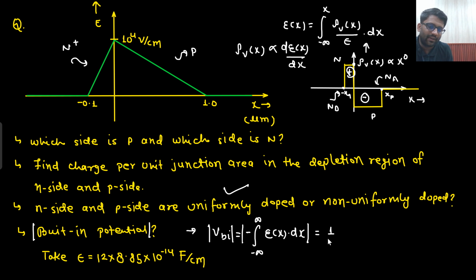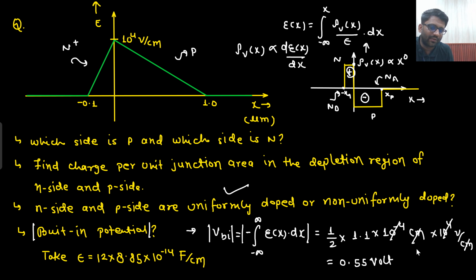So simply calculate the area, half into base, which is in micrometer. So can I write down the base is 1 plus 0.1, that would be 1.1 micrometer, into 10 to the power 4 volt per centimeter. So this and this get cancelled out. Centimeter is getting cancelled out, 10 to the power minus 4 and 10 to the power 4 get cancelled out. This would give you 1.1 divided by 2, that would be 0.55. So 0.55 volt would be the magnitude of the built-in potential.